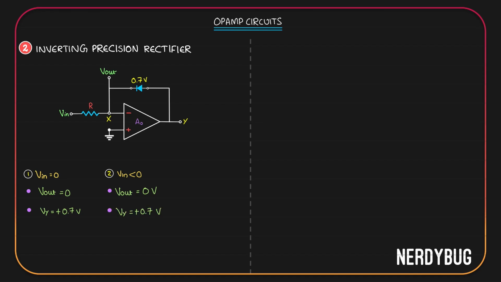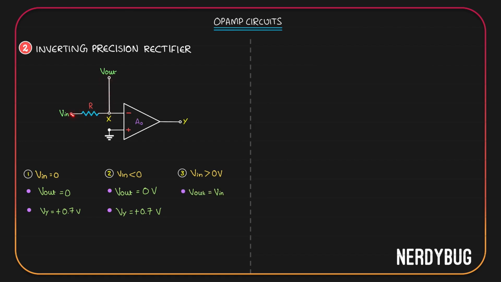Let's take the third case, input is positive. This is the simplest because when input is positive, the diode gets positive potential here, it will be switched off. Feedback loop will be broken. Without feedback loop, no current will flow through R. That means no potential will drop across R. All of V in will reach X. So V out will be equal to V input.